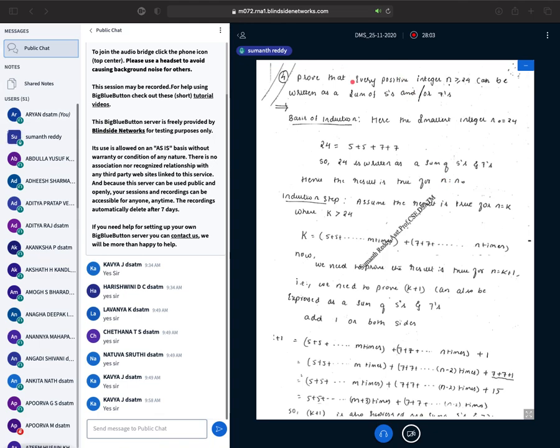So what he is telling: prove that every positive integer n greater than or equal to 24 can be written as a sum of 5s or 7s. Here you have to carefully observe, students. Either you can use only 5s, or only 7s, or a combination of both 5s and 7s. And he is telling that every number greater than or equal to 24 can be represented as a sum of 5s or 7s.